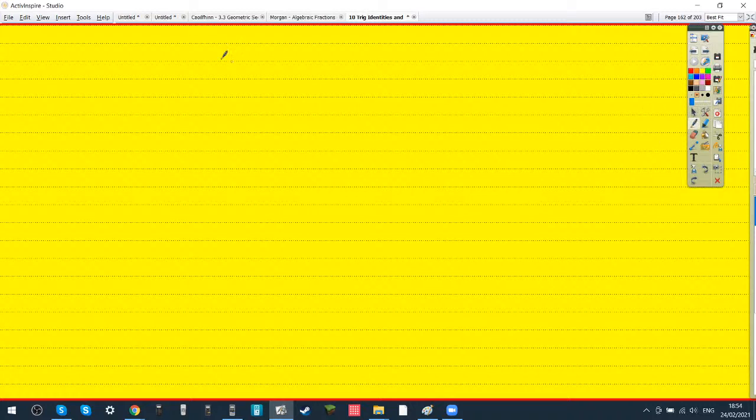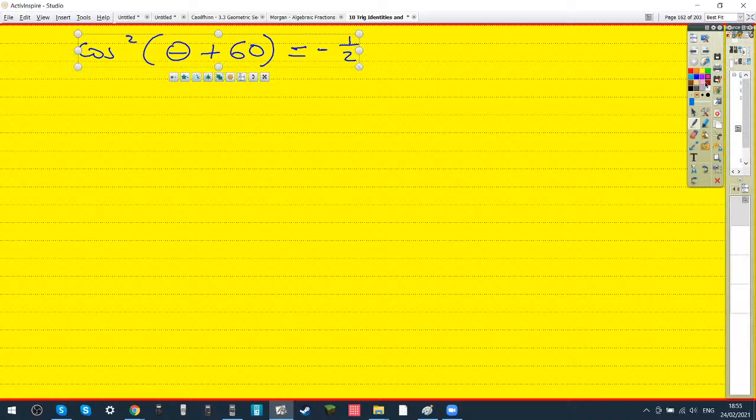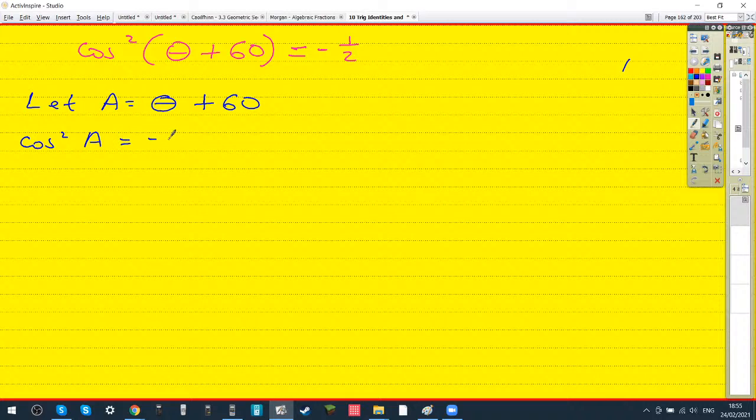Okay, how to start this one? Equals. Yeah, how would you start this one? What's in the brackets, make it equal to A. Yeah. Cos squared A equals minus a half. Sorry. Oops. Better make that root 3 over 2. Oh, I don't know what I'm doing. I'll just make it a half. Okay, then.